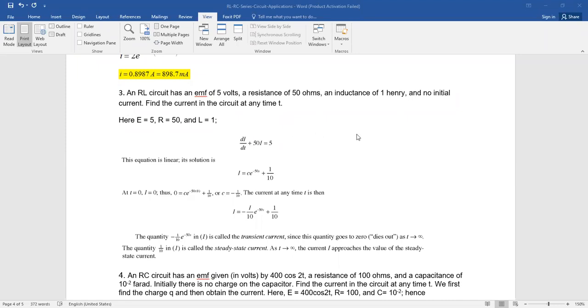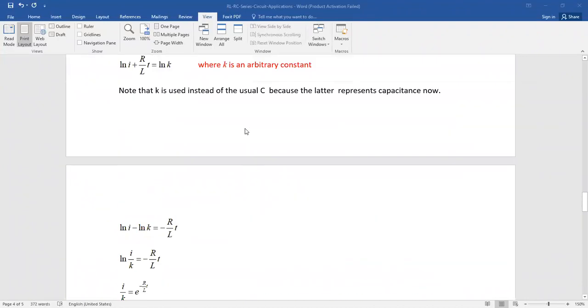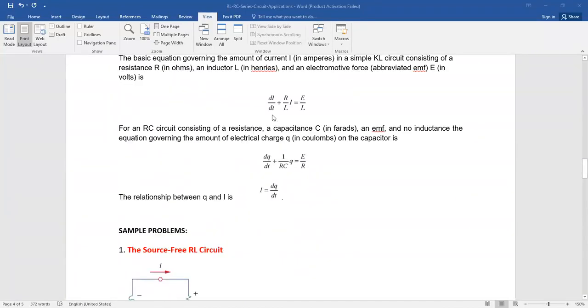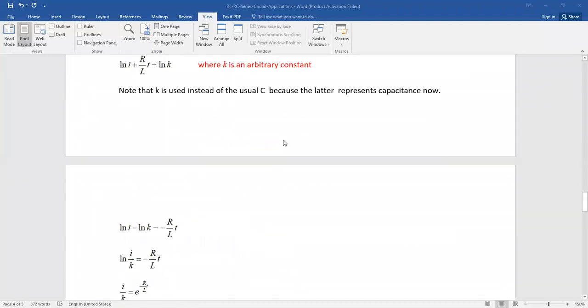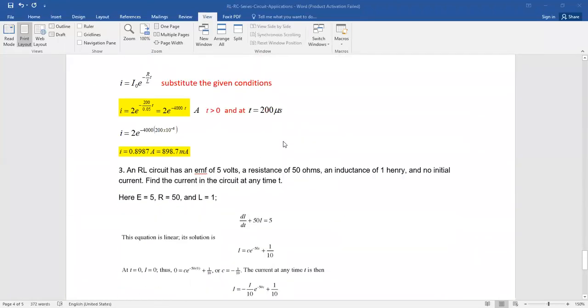So this particular problem now will help you derive another general formula wherein this time you have already an EMF of 5 volts, or you have a value that is constant for the EMF, and this time there is no current that is flowing in your circuit. So it was identified here that E is 5, R is 50, and L is 1. If we go back to our DE, the DE that I've shown to you a while ago for the RL circuit, this one, di/dt plus R over L times i is equal to E over L. So that's the same DE we're going to use here.